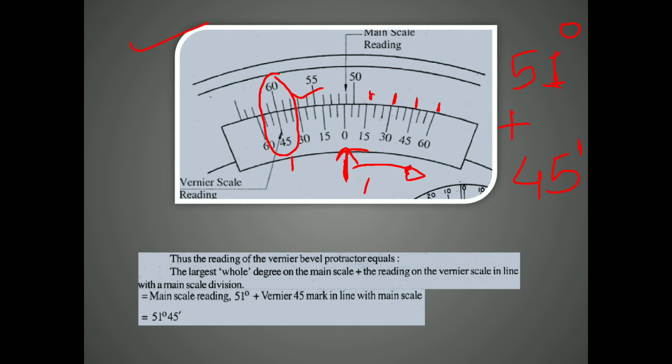So the main scale reading is 51 degrees and the vernier mark has the 45 mark in line with the main scale. So the final reading will become 51 degrees, 45 minutes and 00 seconds. You can write it over here or let it be. So the final reading is 51 degrees plus 45 minutes. Likewise you can take the reading of different components, different surfaces. So this is all about the vernier bevel protractor reading, and let us see how exactly it looks like.